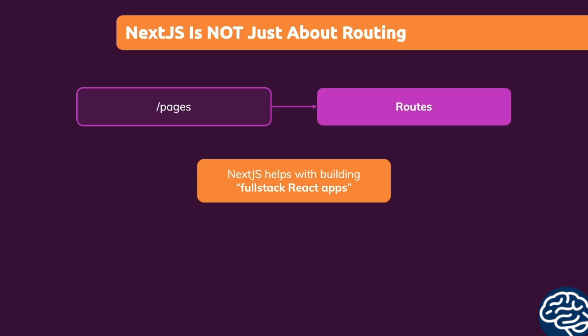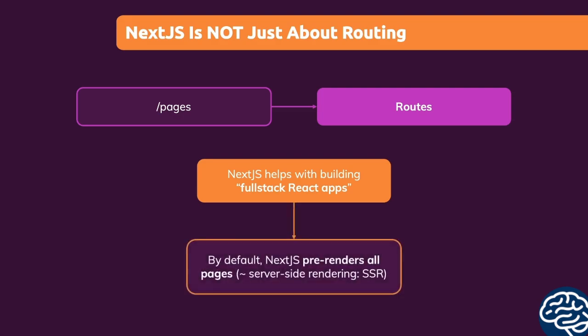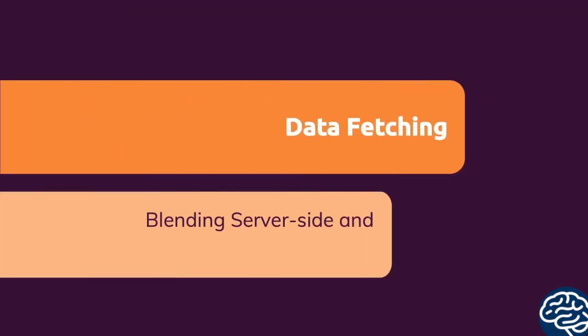And it helps us with that by, for example, pre-rendering pages on the server side. And that's important. And in this section, we're going to explore what exactly that means. But in the end, Next.js will help us with executing code not just on the client side, so in the React app that runs in the browsers of our users, but it helps us with running code on the server side as well. For example, for preparing data or for loading data that is then needed by the page that should be displayed. Therefore, this course section is about data fetching.